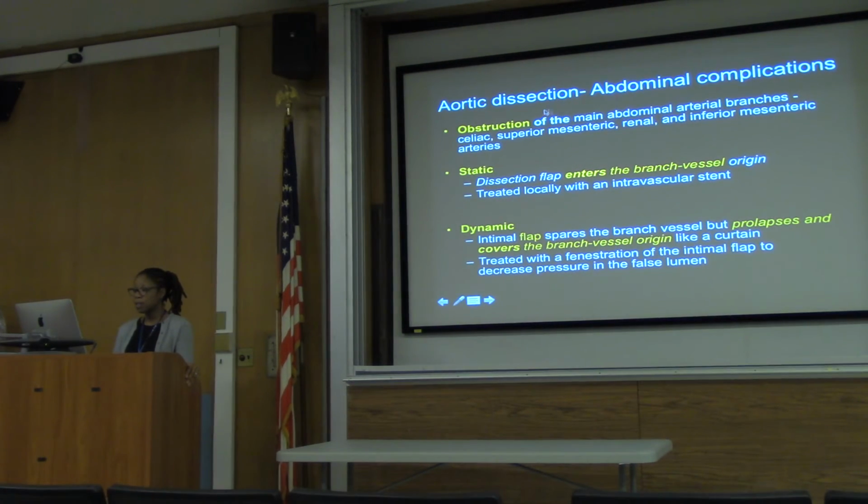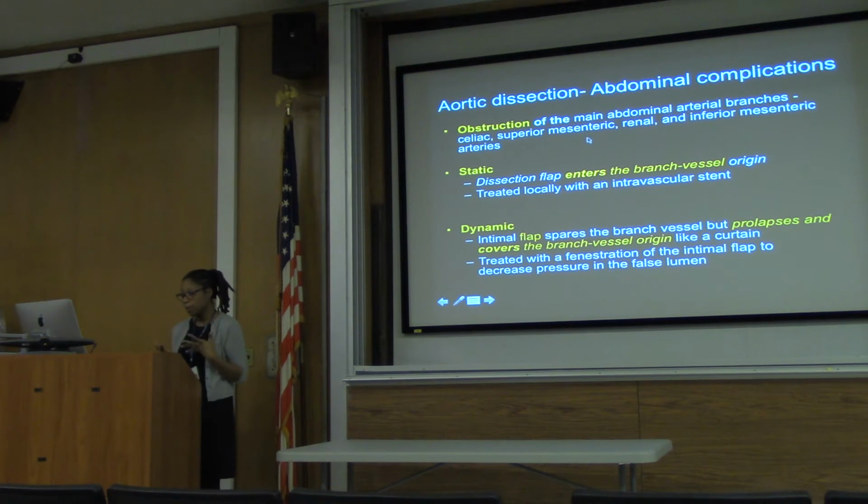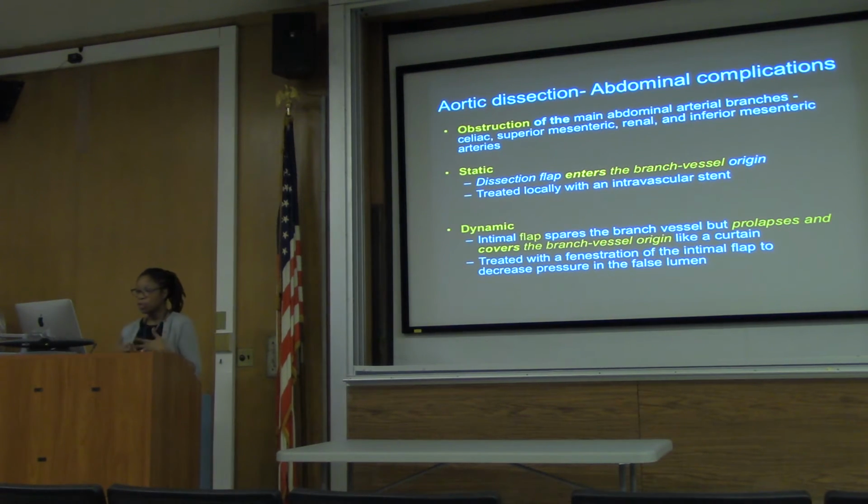So that is a major complication here, obstruction and extension of the dissection into these organ branches. It's important to determine what's going on, because it will determine the treatment. With a static obstruction, the dissection flap actually enters the branch vessel, and that's treated with a stent very easily. However, with a dynamic obstruction, the pressure in the false lumen builds up, and depending on the morphology of the dissection, it can actually cover or obstruct the true lumen and cause damage that way.